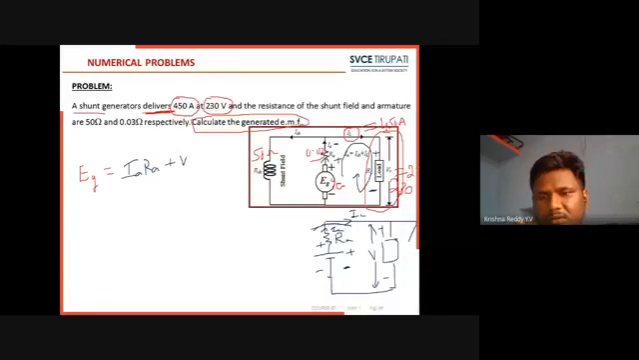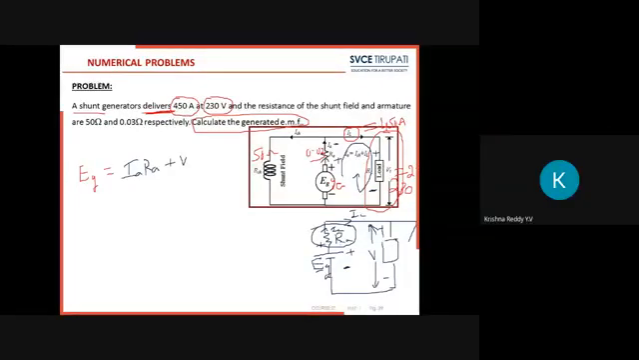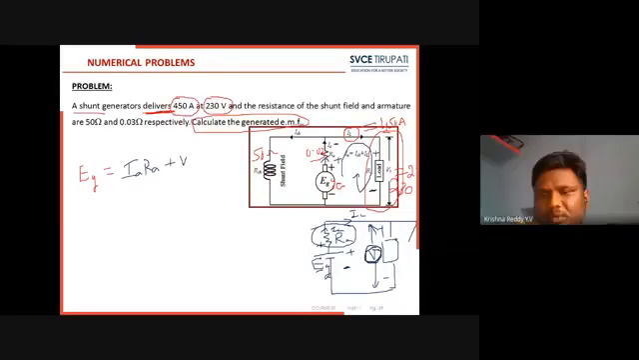Here we have one resistance drop, and across the load we have the voltage V. Eg is equal to this resistance drop plus this load voltage V. Here we know the value of V is 230 volts, and we also know the armature resistance is 0.03 ohms. Now what is the value of armature current?